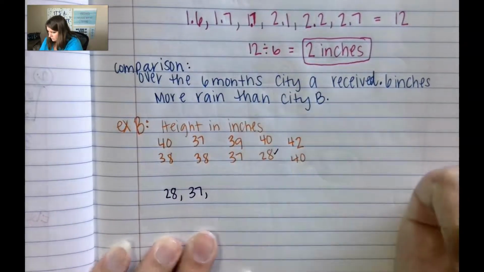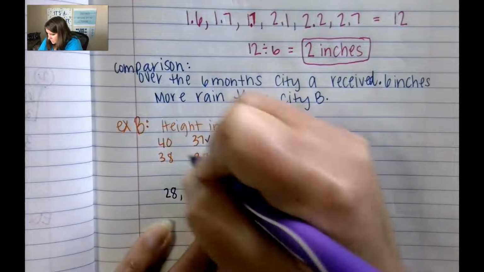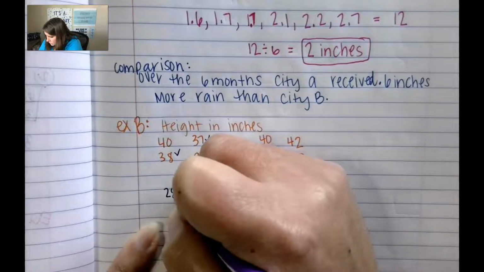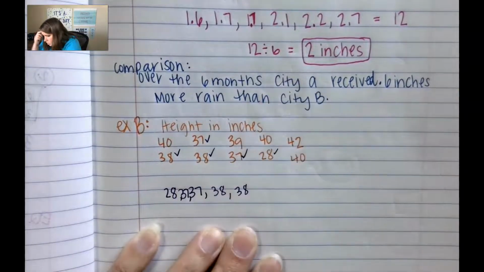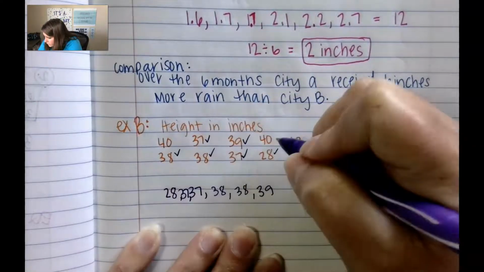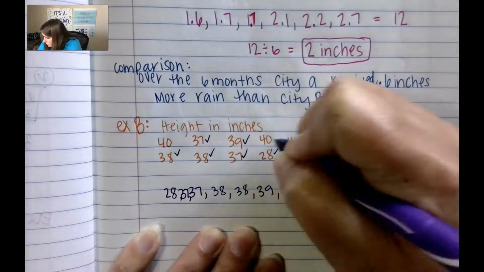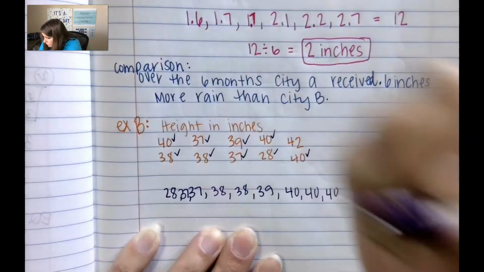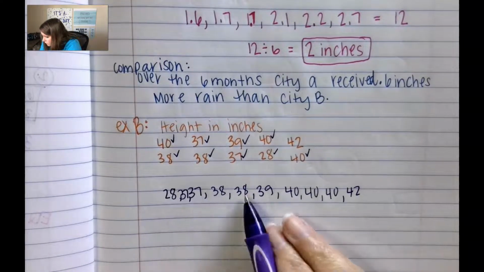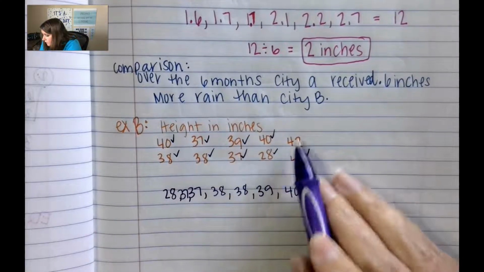Interesting. 38, 38, and then, oh, I missed another 37. Okay, we're going to squeeze that 37 in. I keep doing that. I need to check better. Okay, and then we have 39. We have 1, 2, 3 40s, and then a 42. Let's just double check. 1, 2, 3, 4, 5, 6, 7, 8, 9, 10.